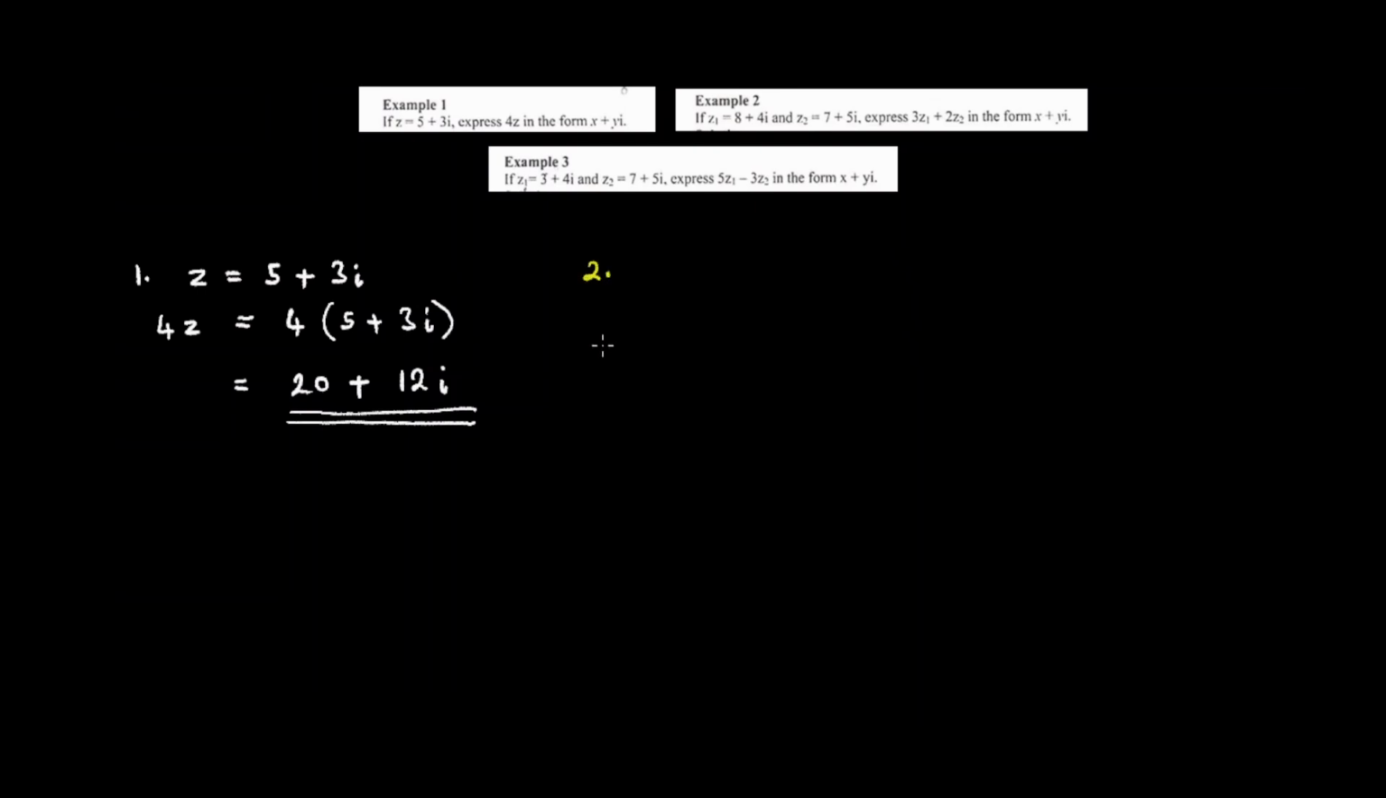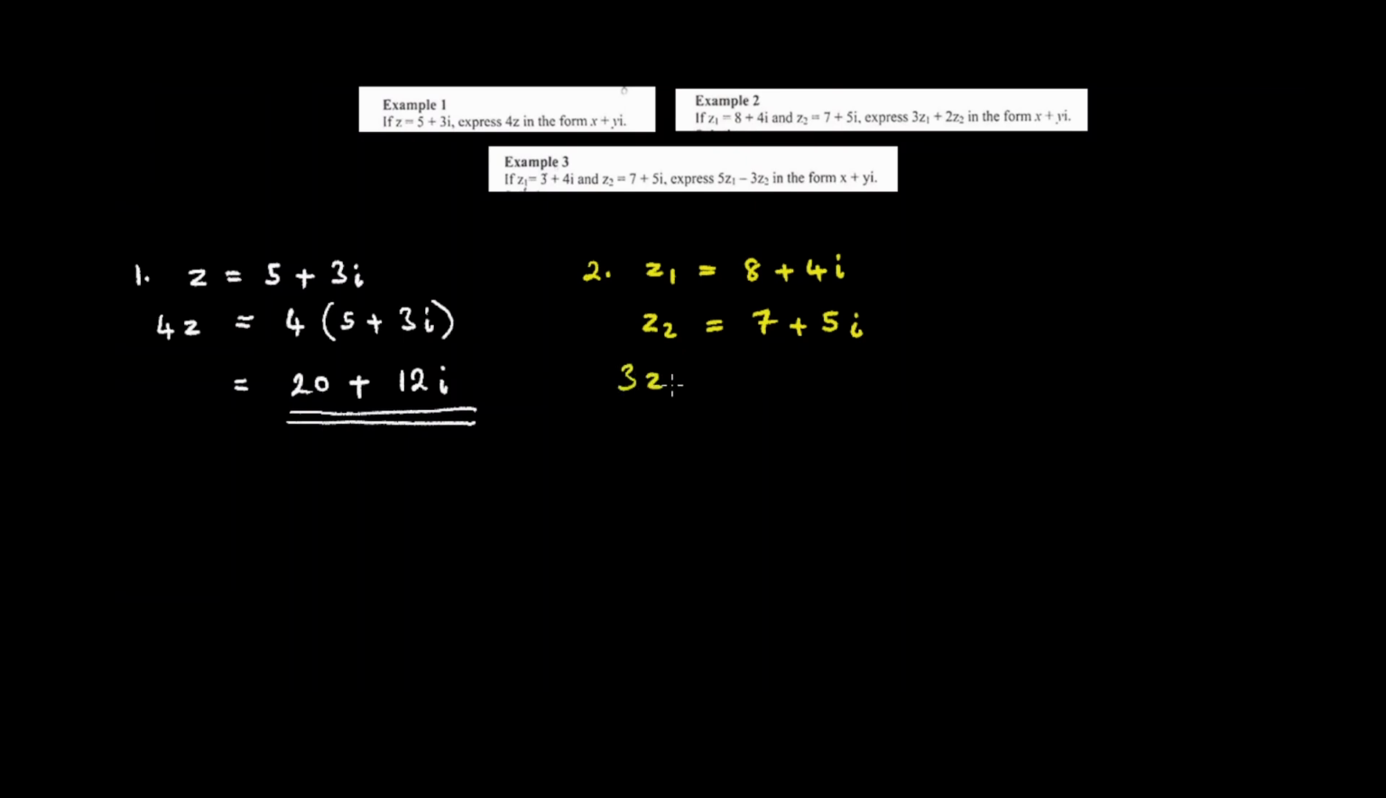Example number 2. If z1 is equal to 8 plus 4i and z2 is equal to 7 plus 5i, express 3z1 plus 2z2 in the form x plus yi. So here we combine the multiplication of complex numbers with real numbers and the addition of complex numbers. We are told that z1 is equal to 8 plus 4i, and z2 is equal to 7 plus 5i.